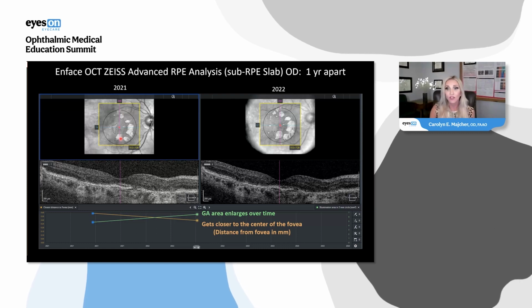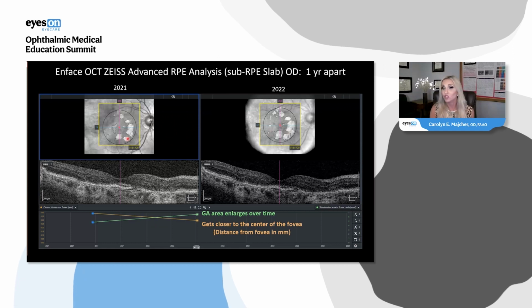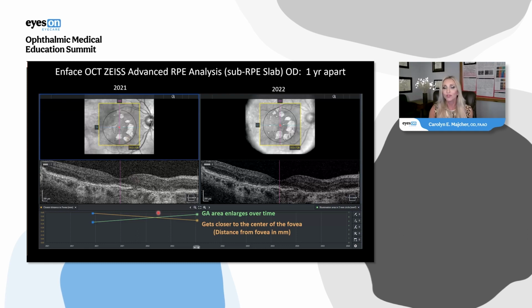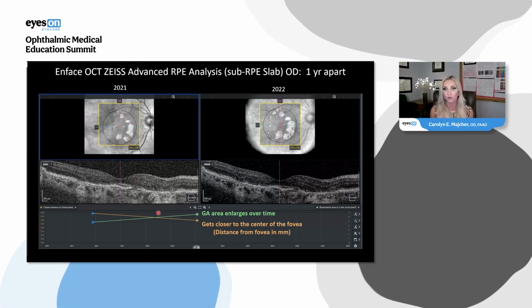And what's really nice about this advanced RPE analysis is that just looking, you can tell it's enlarged over the course of just 1 year between these 2 OCTs, but then we also get quantitative data that we don't get with color fundus photography or fundus autofluorescence.